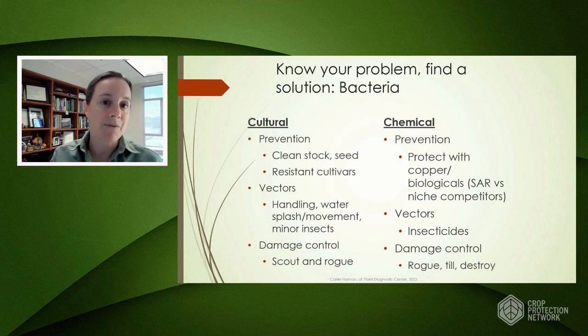So you want to minimize overhead watering in any areas you're trying to manage a bacterial disease in, as bacteria are easily splashed from one plant to another. There are some biological products that have shown efficacy by either inducing a sort of immune response in the plant or by occupying the same space a pathogenic bacteria might, outcompeting it. But complete coverage is necessary, and it's preventative only. Protection, prevention, that's how we're going to manage bacterial diseases.